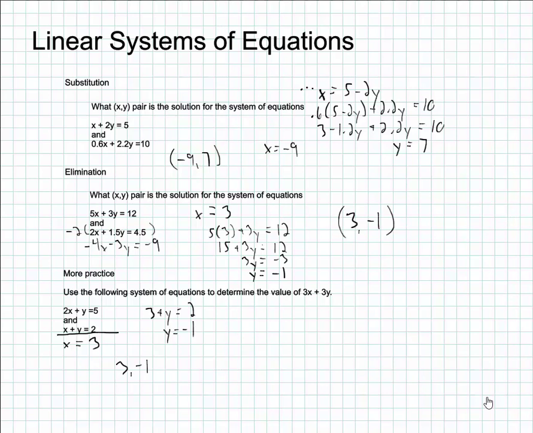Now we need to plug 3 and -1 into the equation up here to actually answer the question. So we get 3 times 3 plus 3 times -1. And that is going to, of course, equal 6.